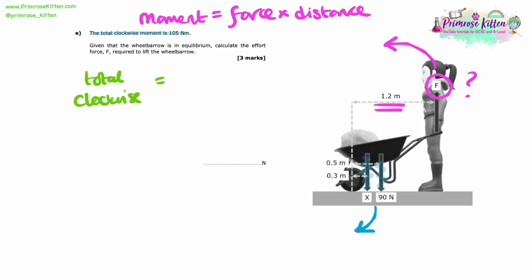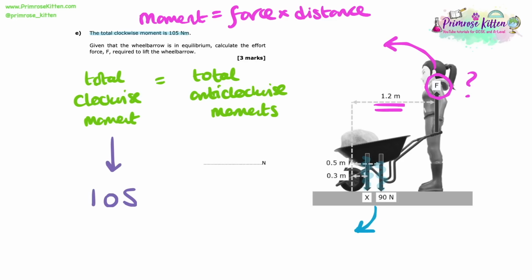So, like we said here, we know that the total clockwise moments are going to be equal to the total anti-clockwise moments. So because in this question we've been told what the total clockwise moment is, we therefore know what the total anti-clockwise moments are. And there's only one anti-clockwise moment in this situation here. And that is the moment caused by this person lifting up the wheelbarrow. So that means that we can say that that 105 is equal to F, that effort force, times that distance between that person and the pivot at right angles to the force. So that's 1.2. So if we then substitute those in, then we've got 105 equals F times 1.2.